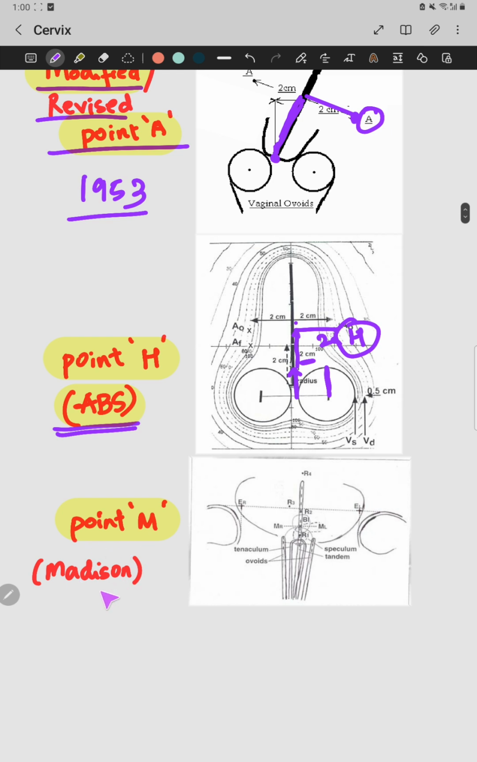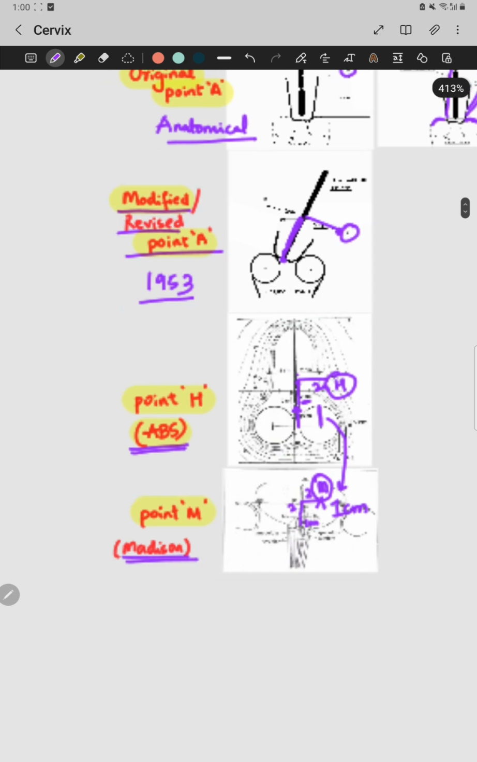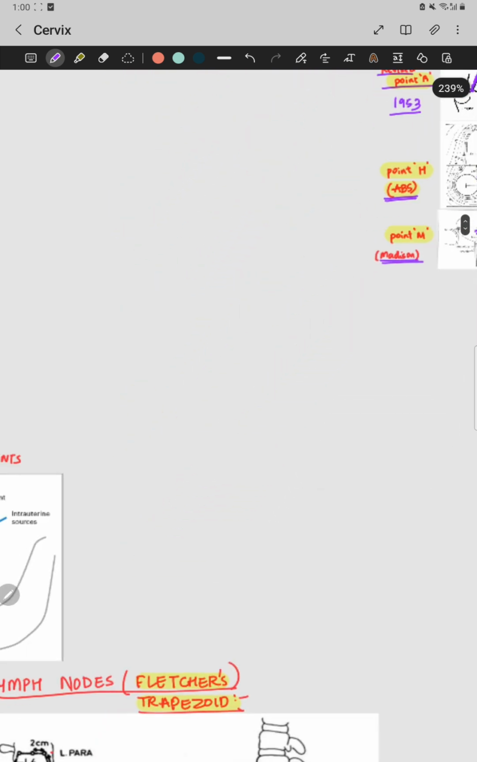Now what is point M? Point M is, if you take this radius as 1 centimeter, then it will be point M. So that is 1 centimeter plus 2 centimeters plus 2 centimeters, this will be point M. This is according to the Madison system. Okay, so this is done.